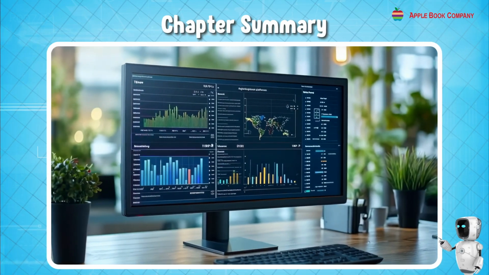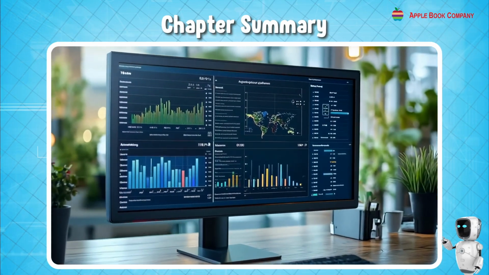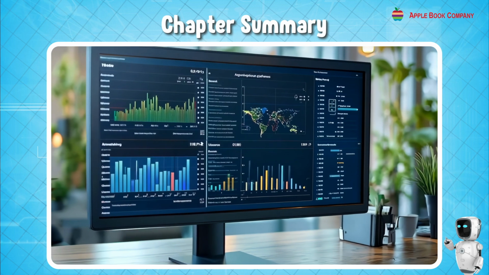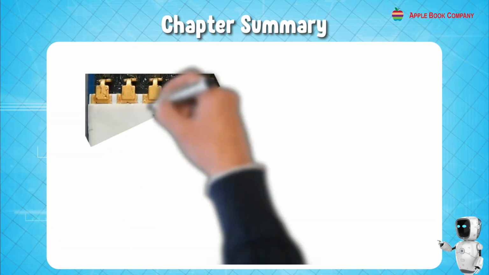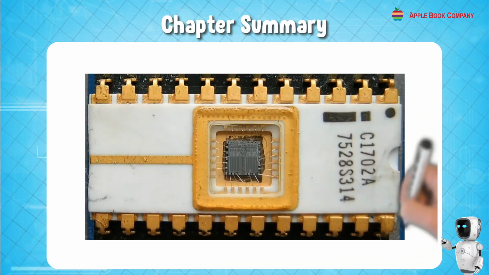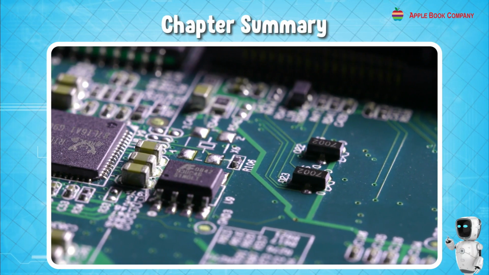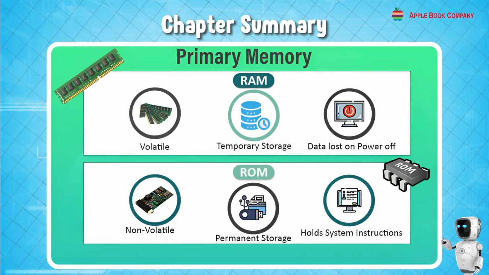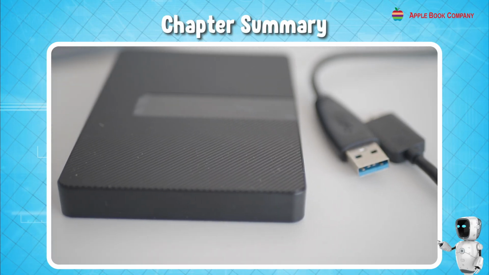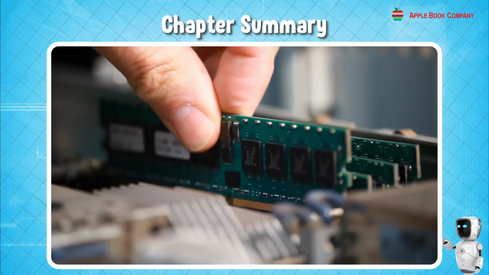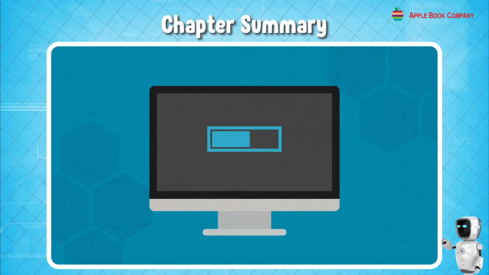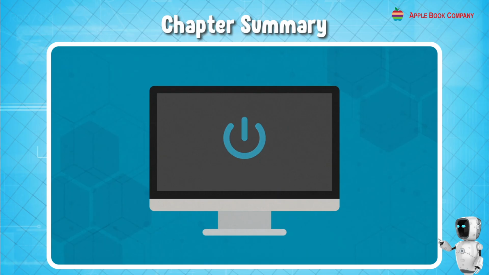Now let's get into the chapter summary. Data refers to raw facts, while information is processed data that has meaning and helps in decision making. Memory in a computer is essential for storing data and running tasks efficiently. There are two types of computer memory: primary memory, RAM and ROM, and secondary memory, hard disk, optical disk, and flash drives. RAM is volatile and temporarily stores data, which is lost when the computer is turned off.